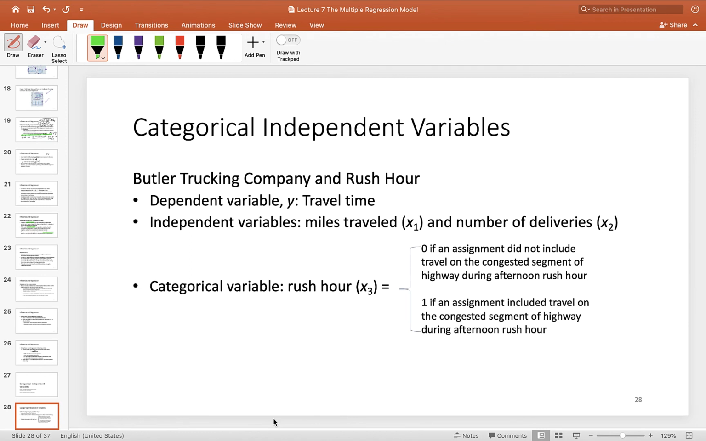And it's telling us more specifically here that the dependent variable y is travel time, and the independent variables we're going to be looking at, and I'll show you the information in a second, are miles traveled, the number of deliveries made, and also rush hour traffic. So we're going to give a 0 assignment if a particular driver did not drive in rush hour traffic on the freeway, and if they did drive in rush hour traffic on the freeway, we're going to give that a rating of 1.